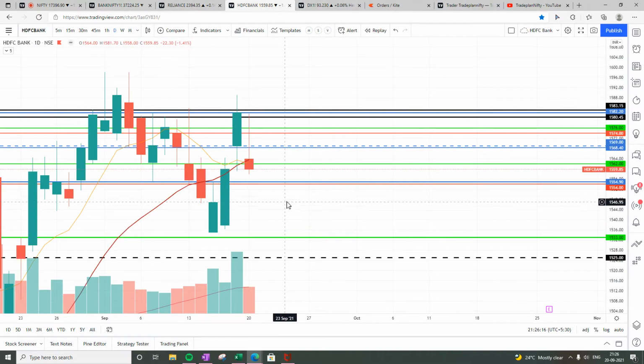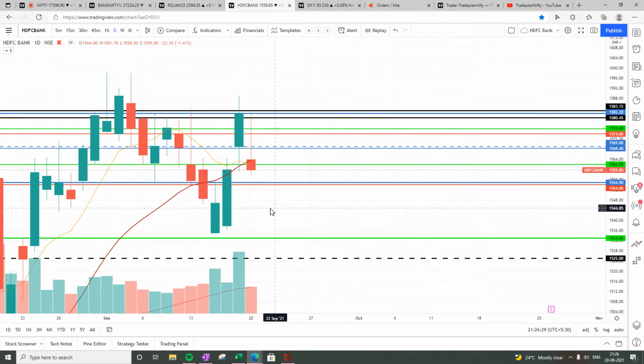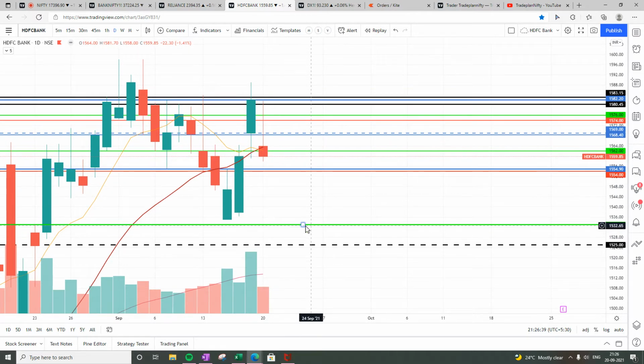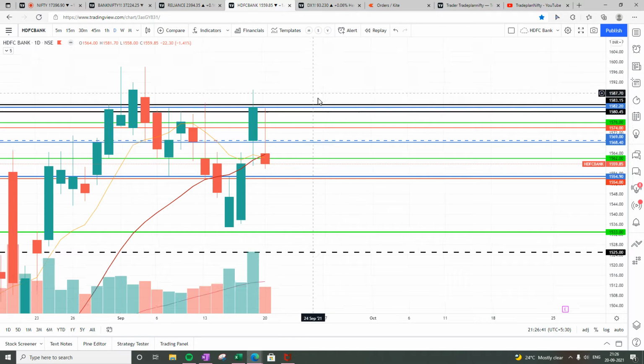Now when we look into HDFC Bank, HDFC Bank has closed today below 8 and below 20 and formed a very strong reversal week. This is my engulfing reversal pattern 1. So HDFC Bank is definitely not looking very good. It is now officially in a downtrend, and it has a good support at 1555. If 1555 does not hold, then the next support will come only at 1533.